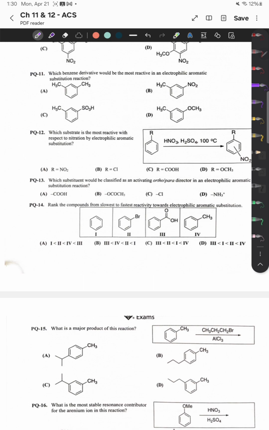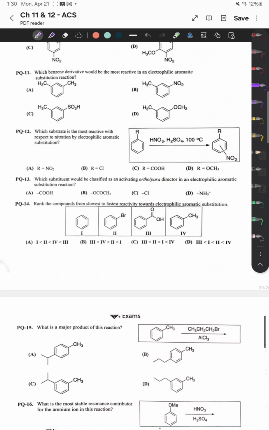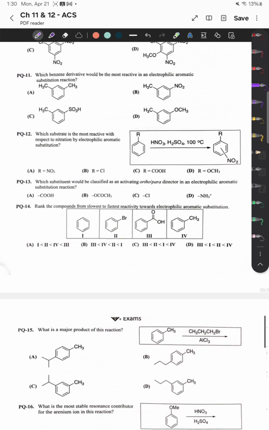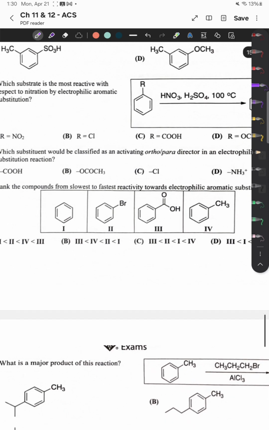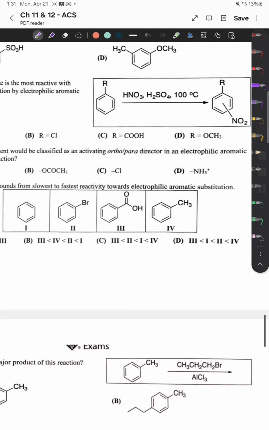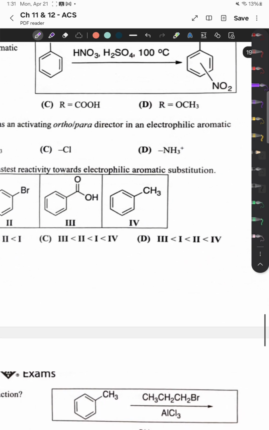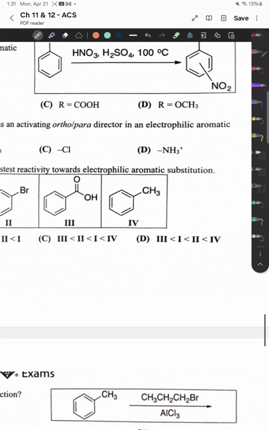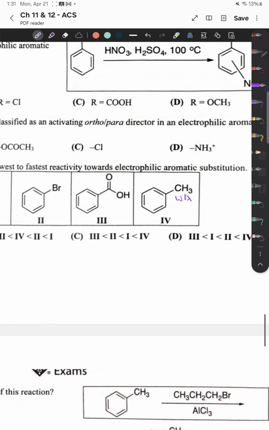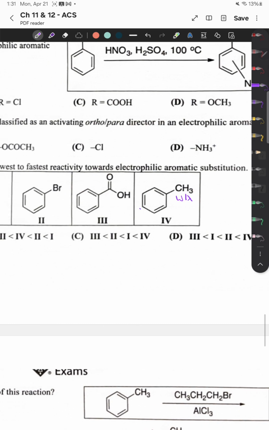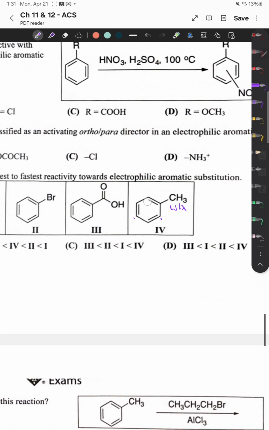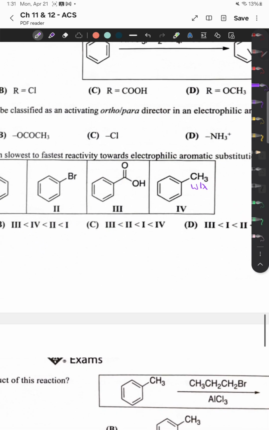The second question I got is question 14 from chapter 12, asking to rank the compounds from slowest to fastest reactivity towards electrophilic aromatic substitution. So we have to look at what's connected to them to see how fast. Is it a strong activator, a weak activator, maybe a deactivator? Let's look at 4 first. This has a methyl on it. It's a weak activator. It would direct para and ortho, but we don't care about where they'd go. We're just looking at strength for now.